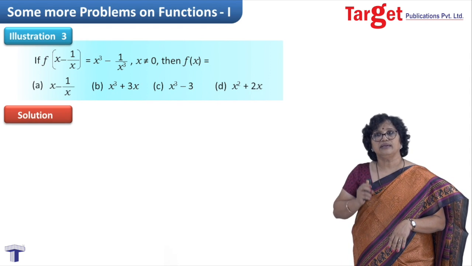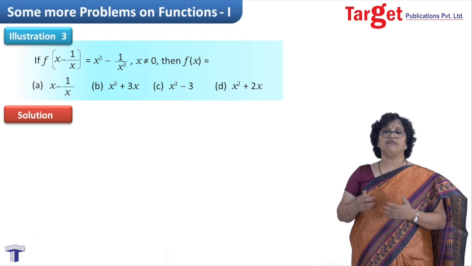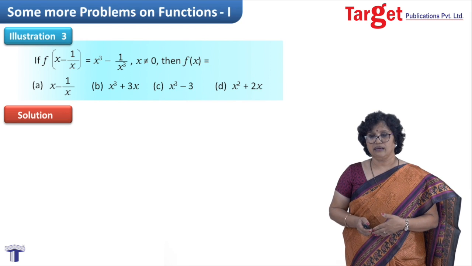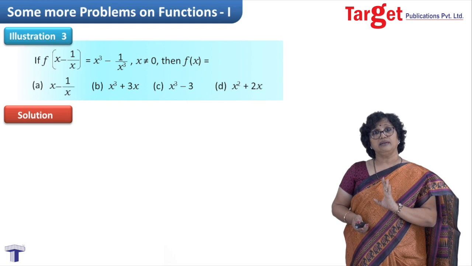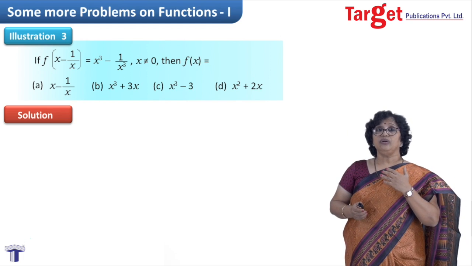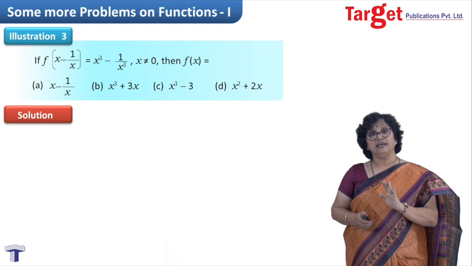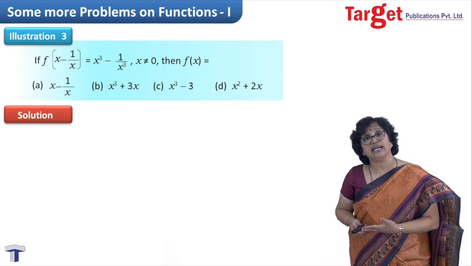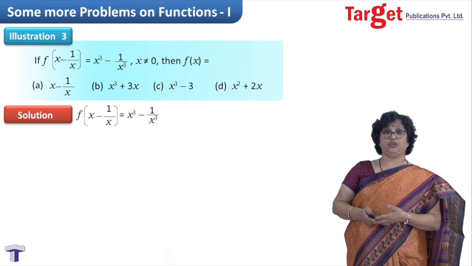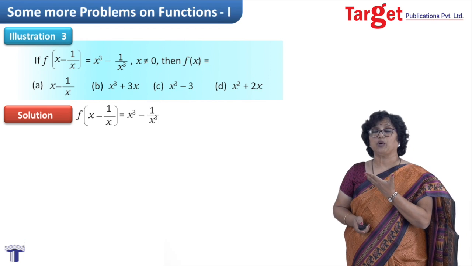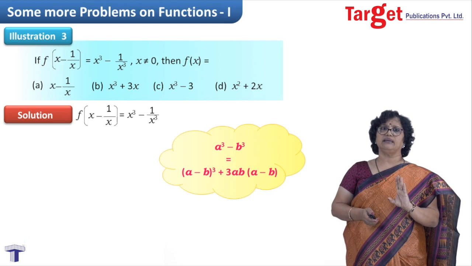Now when you read this question, what comes to your mind? That I have seen f of t or I have seen f of x. I have not yet seen f of x minus 1 upon x. So fine, you replace that x minus 1 upon x in your mind for the time being as t. Don't you realize at this moment that if I replace x minus 1 upon x in my mind as t, then even the right hand side will have to be converted in terms of t. So I should be able to write x cube minus 1 upon x cube in terms of x minus 1 upon x. And recall the a cube minus b cube formula, which you have already done in your previous classes.